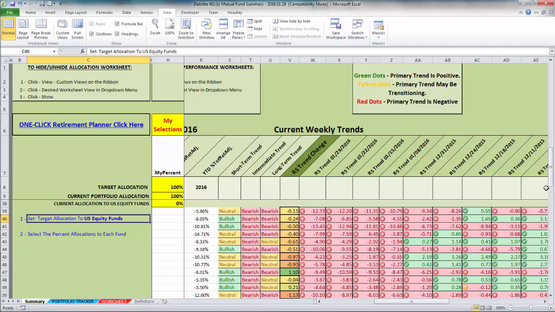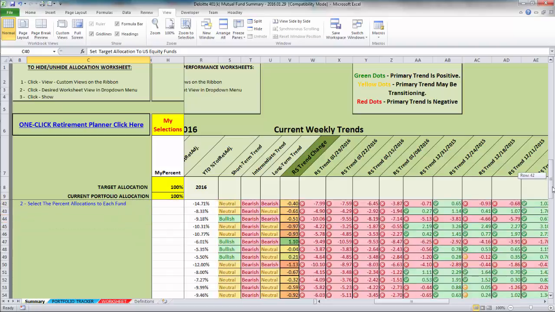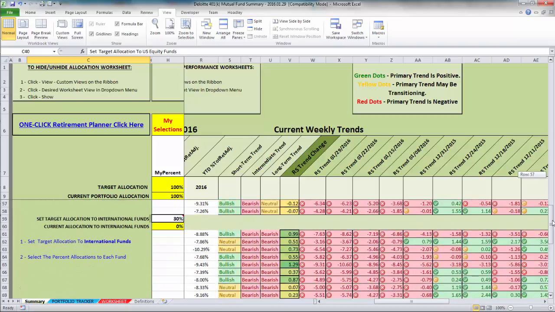We are seeing a mix of red and yellow, so we may be transitioning. And again, we're starting to see green lights in the short-term trend, so that's a positive sign. But again, 1 week doesn't make a trend. We need at least a couple of weeks to see if the trend is developing.